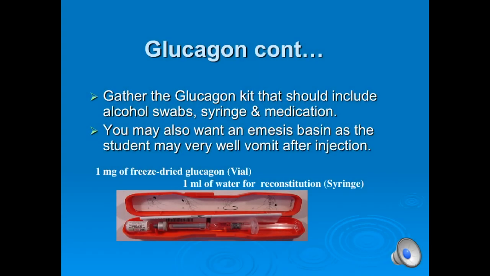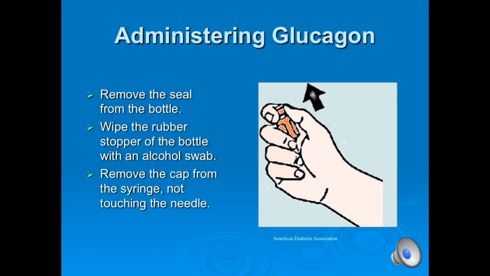Get the glucagon kit out. This should include alcohol swabs, syringe, and medication. You may also want an emesis basin, as the student may very well vomit after the injection. Remove the seal from the bottle. Wipe the rubber stopper of the bottle with the alcohol swab. Remove the cap from the syringe, not touching the needle.